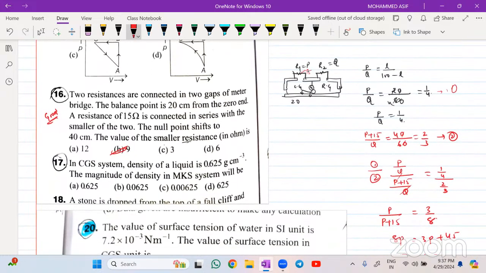Marks lose करने के chances बहुत हैं यहाँ पर बेटा, ठीक है ना? 17th one. In CGS unit, the density of the liquid is 0.625 gram per centimeter cube. The magnitude of the density in MKS system will be equal.